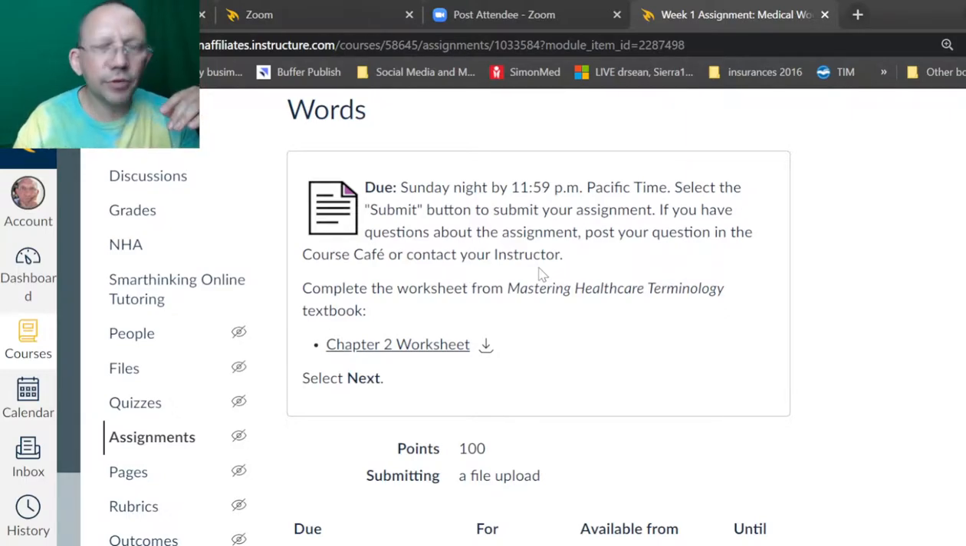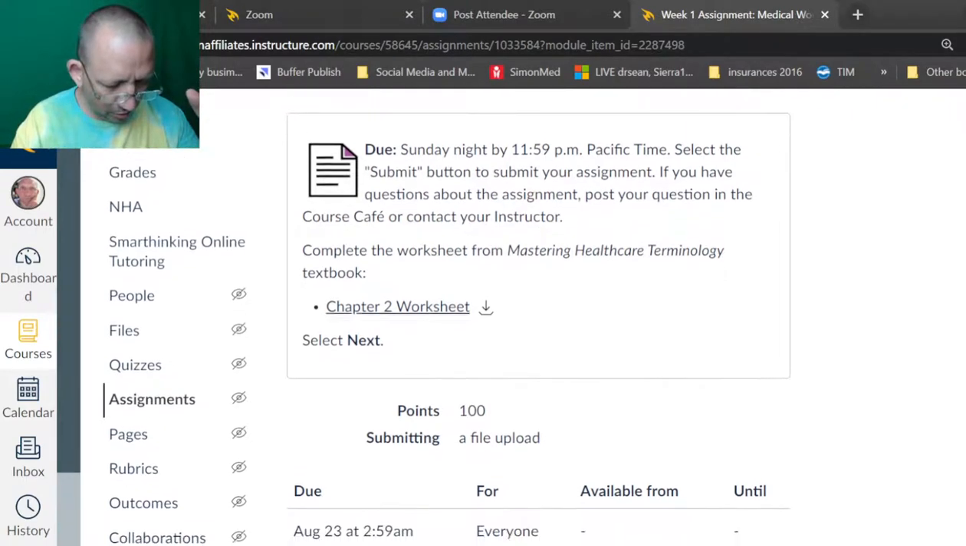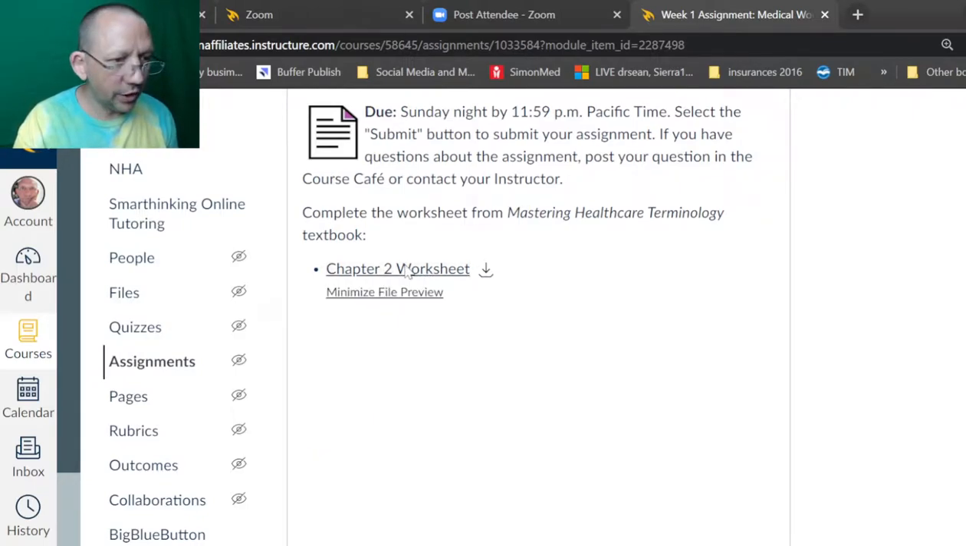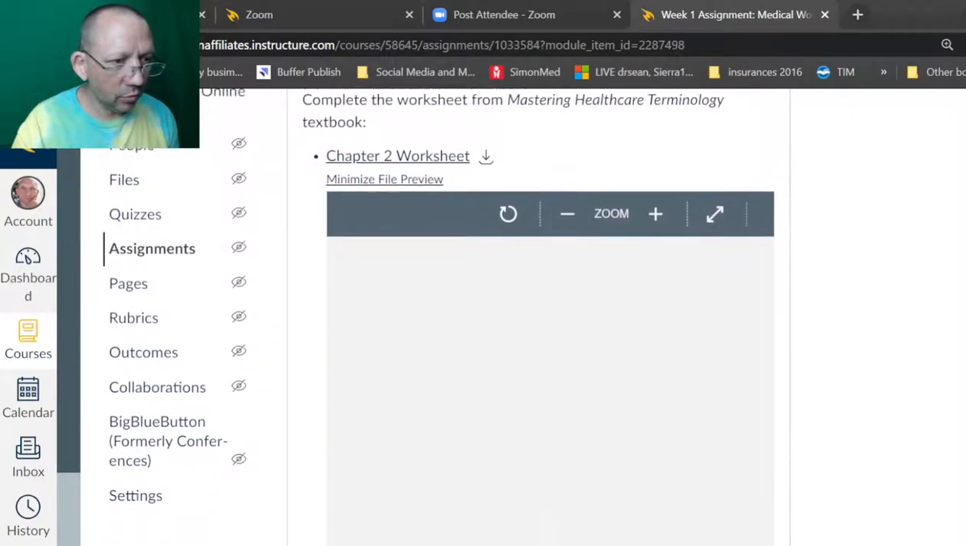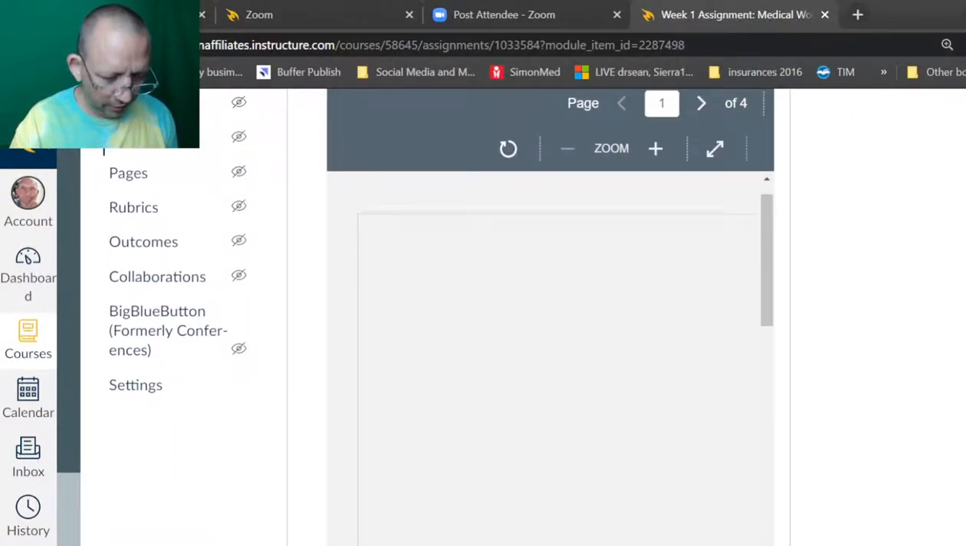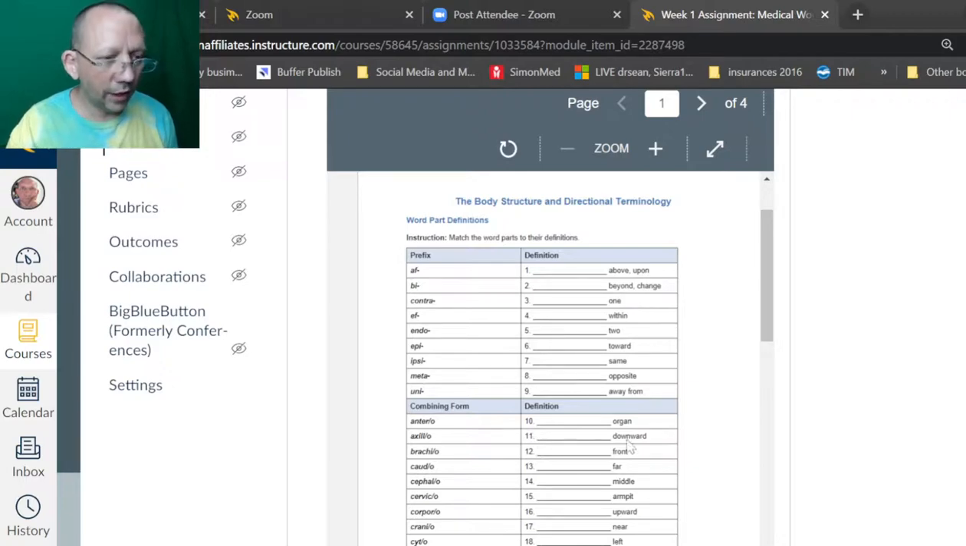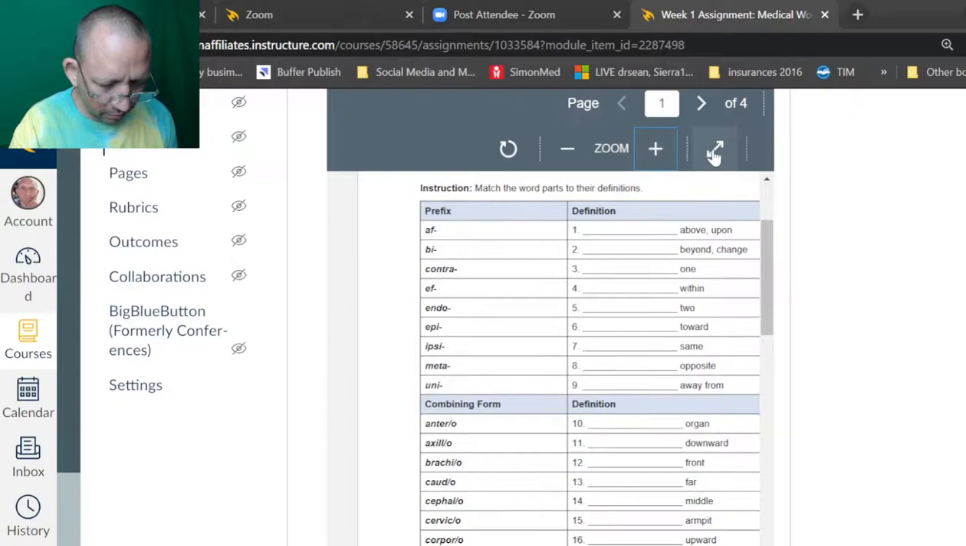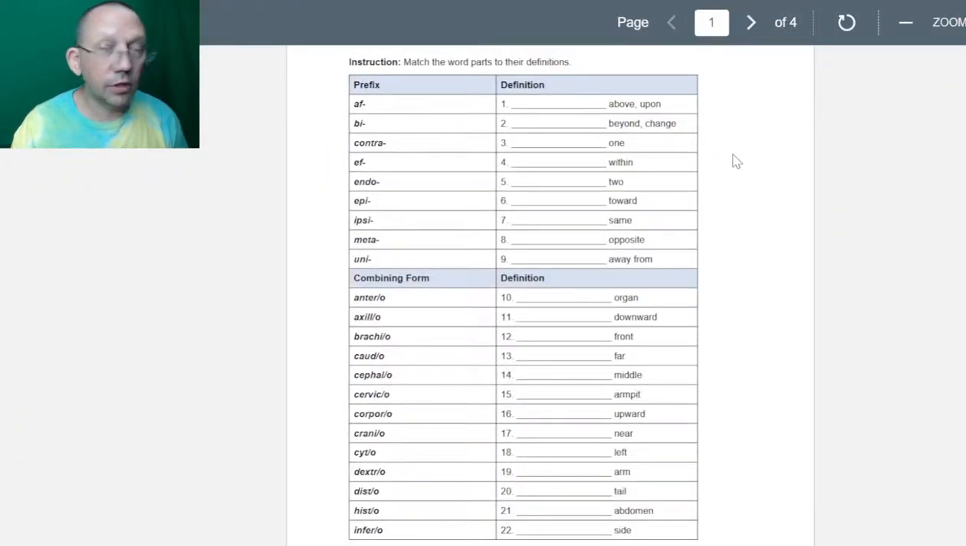So we have Mastering Healthcare Terminology as your book. This is the chapter 2 worksheet. I'm going to look right down here and we're going to click worksheet. There we go. And so we have this little worksheet pop up. Hopefully it'll pop up for us. We're going to work on some of this. How can I do this and make it big? Here we go. So we're just going to make it big and work from here, and look at this. This is how to do this assignment, okay?